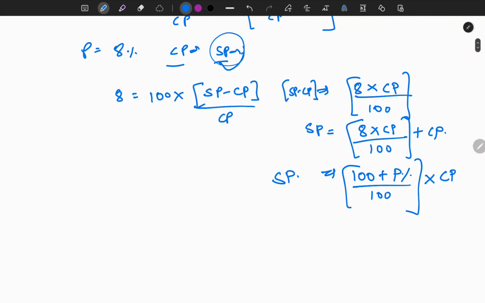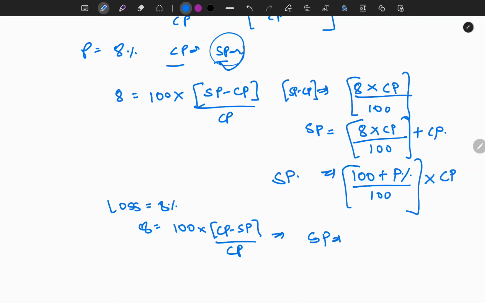Similarly for loss, if you just do a similar derivation, say the loss is 8% now, so 8 will be 100 into CP minus SP upon CP. So essentially my selling price would now be 100 minus loss percent upon 100 into CP.